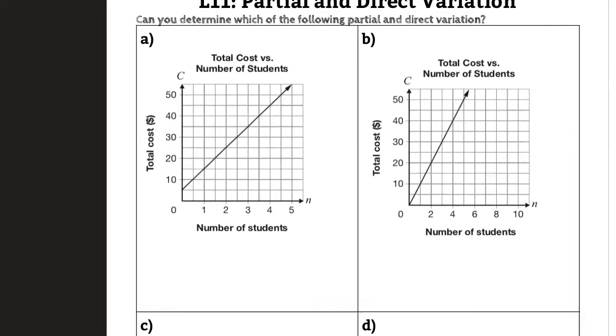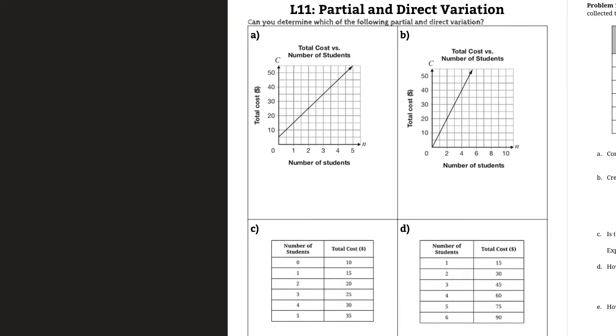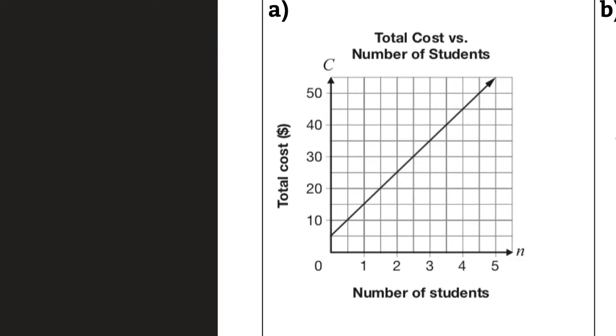So in order to illustrate the difference between partial and direct variation here, what we're going to actually do is we're going to create an equation for each of these 4 relationships. If we have an equation, we'll be able to see the difference between partial and direct variation pretty simply. So this first one here.